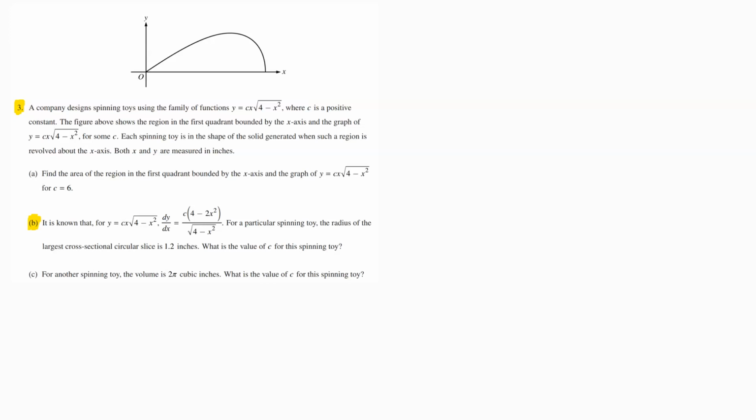All right, so looking at B right now, they're telling us that y equals this equation right here, and that our derivative to that equation, they did it for us. That was awful nice of them. That's going to equal this piece right here. And then what they're telling us is for a particular spinning toy, the radius of the largest cross-sectional area, largest, think max as you're looking at that, is 1.2 inches.